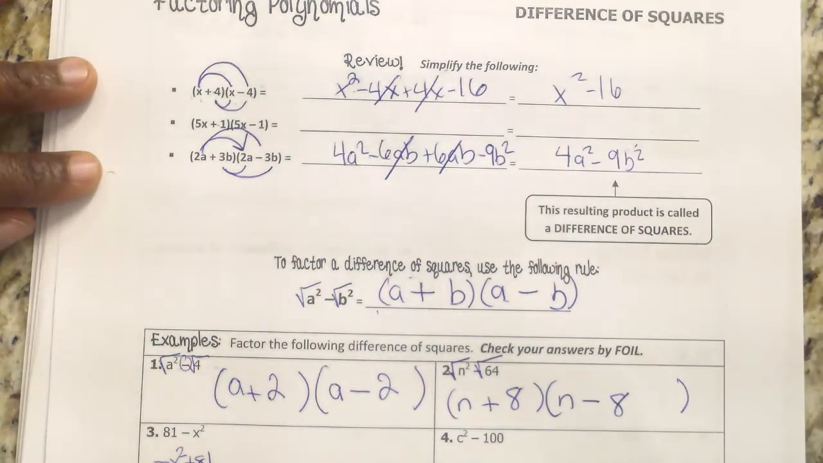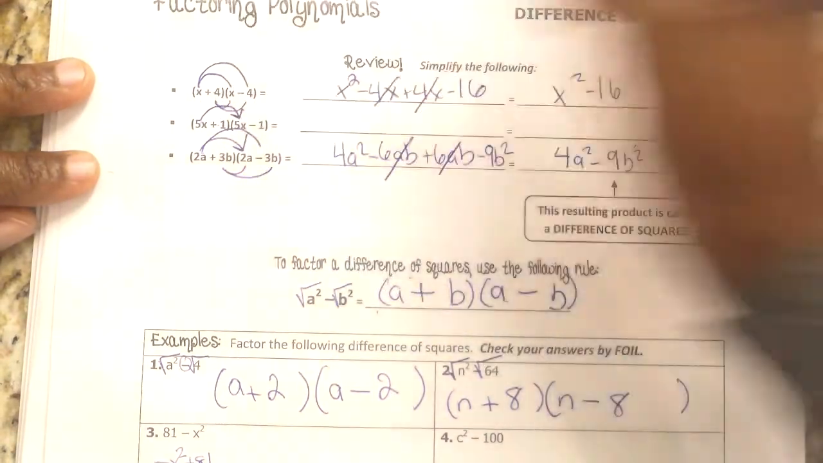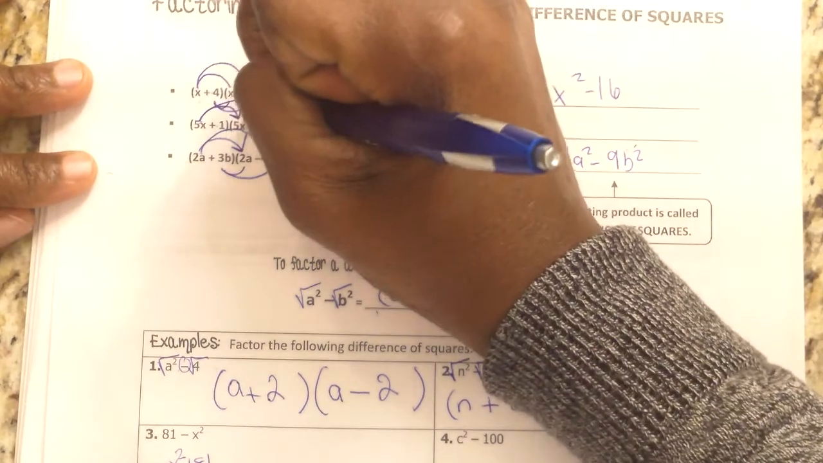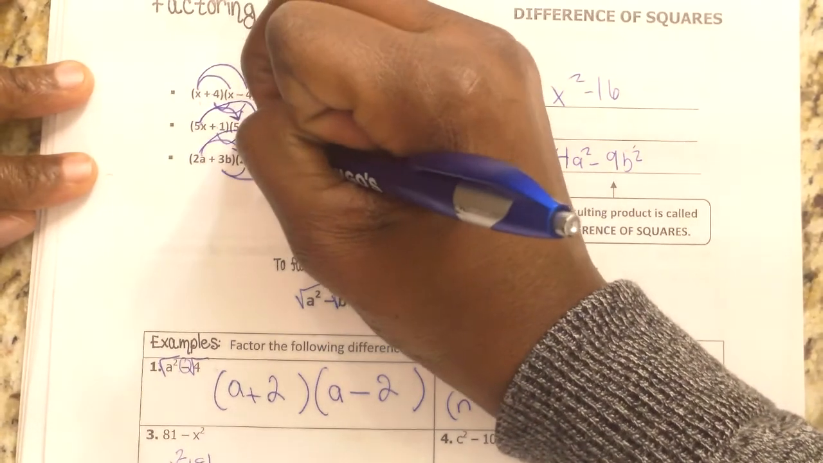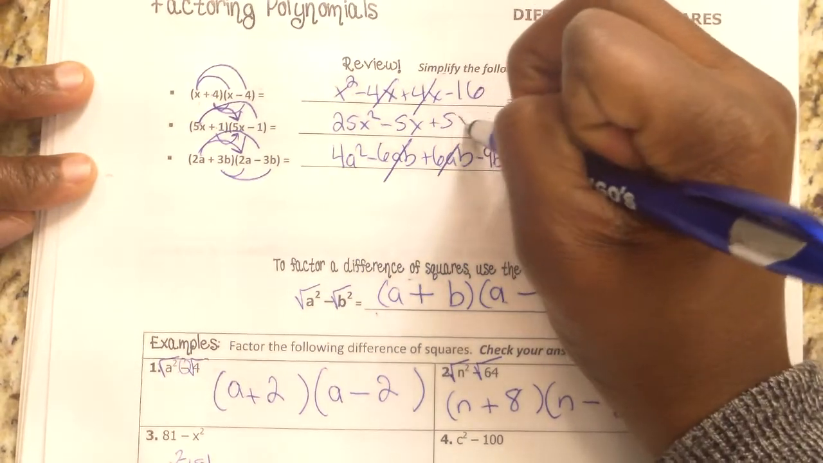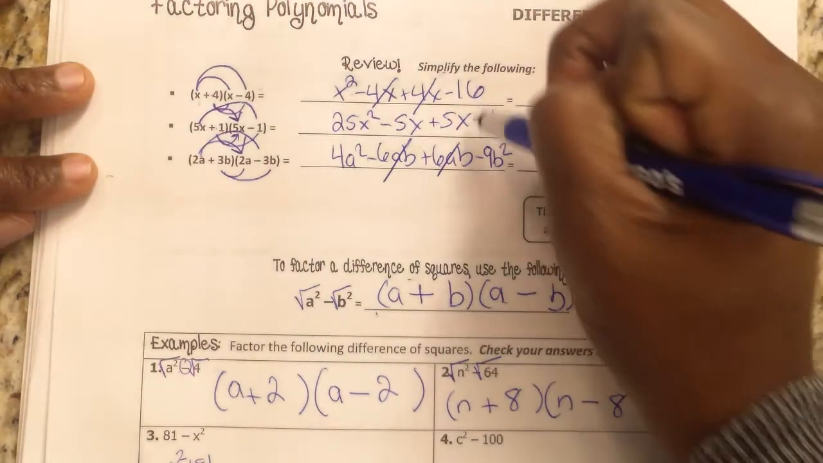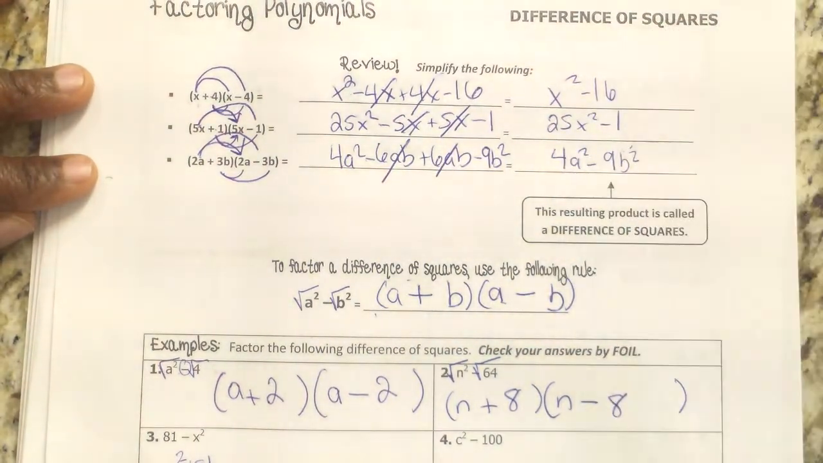I'll do another example since I wasn't recording the first time. Here we have 5 times 5x, which gives us 25x squared. 5 times negative 1 gives us negative 5x. Our inner term, 1 times 5x, gives us a positive 5x. And then 1 times negative 1 gives us negative 1. We see our middle terms cancel, and it's 25x squared minus 1.